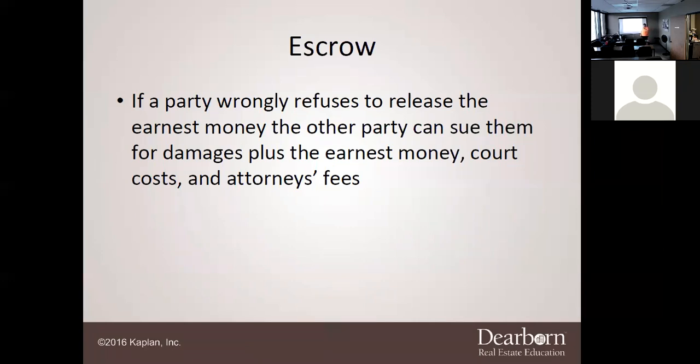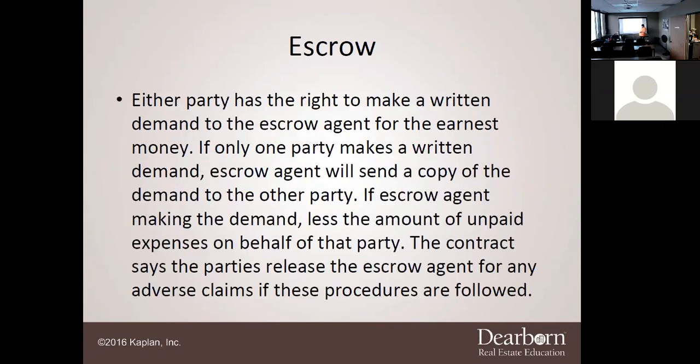If I am trying to back out of a contract, you are allowed to not accept the release of earnest money, but if something has happened where you are required to at that point, or you have already said that you are going to, and then you try to back out, you've already signed the paperwork, and now you're trying to wrongfully say, well, that wasn't me, the other party can sue you for damages plus the earnest money, court costs, and attorney's fees. And then lastly with escrow, either party has the right to make a written demand to the escrow agent for the earnest money.